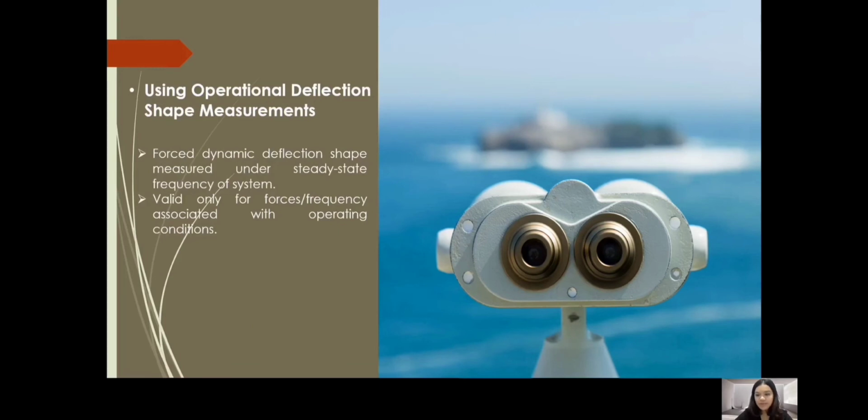For our first approach, we have the operational deflection shape measurement. An ODS can be defined as any forced motion of two or more points on a structure. Specifying the motion of two or more points defines a shape. It is a forced dynamic deflection shape measured under a steady state frequency. So, it is only valid for forces or frequencies associated with operating conditions.